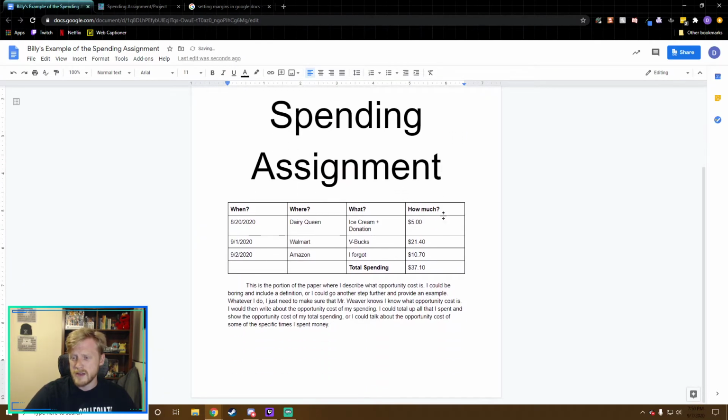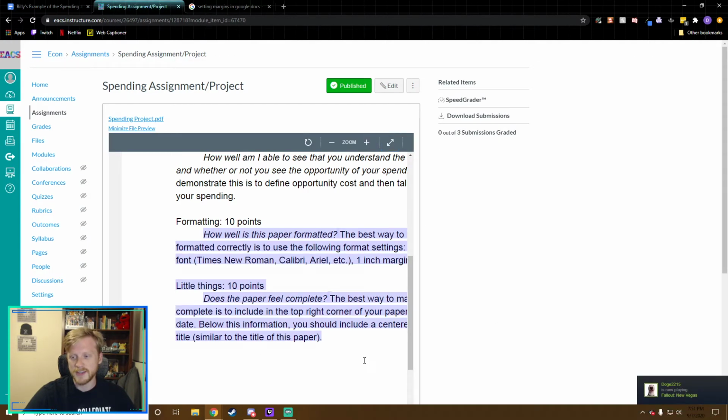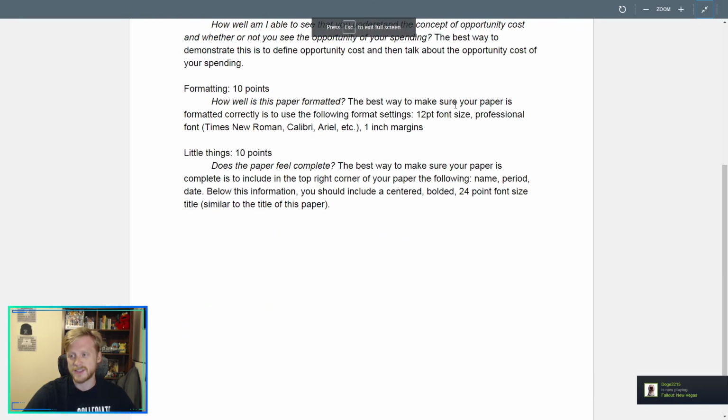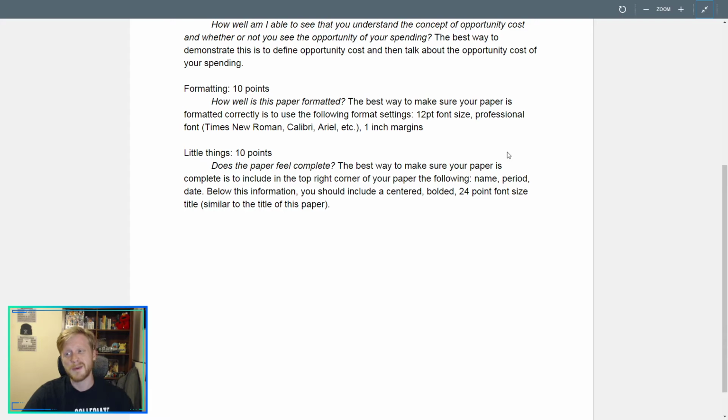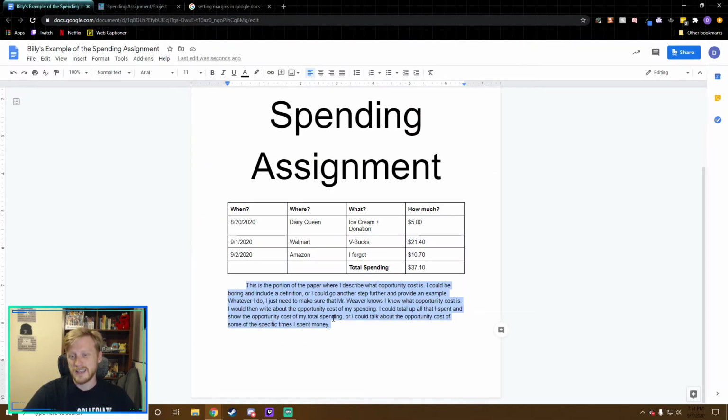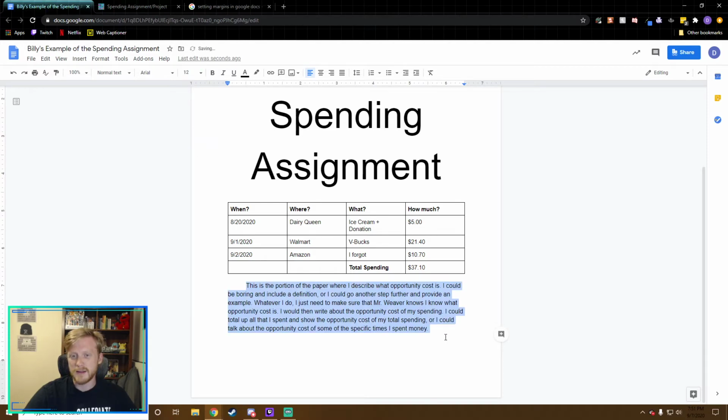One thing here. Does Billy have a 12-point font? Oh, Billy, you got to make sure to pay attention to that. See, look here. It says 12-point font, right? So 12-point font, professional font, and 1-inch margins. So he has the margins. Doesn't look like Billy has a 12-point font. It's 11. So, I'm going to do Billy a favor here. I'm going to clean that up for him.